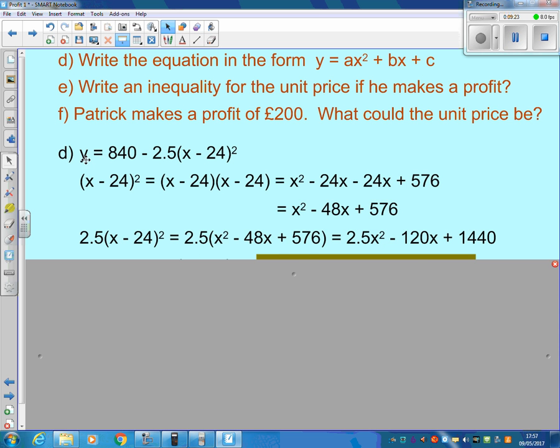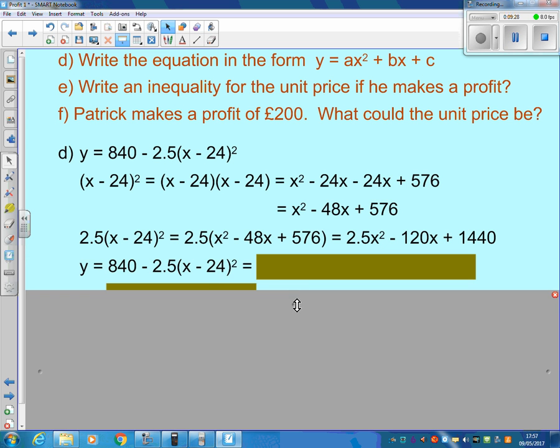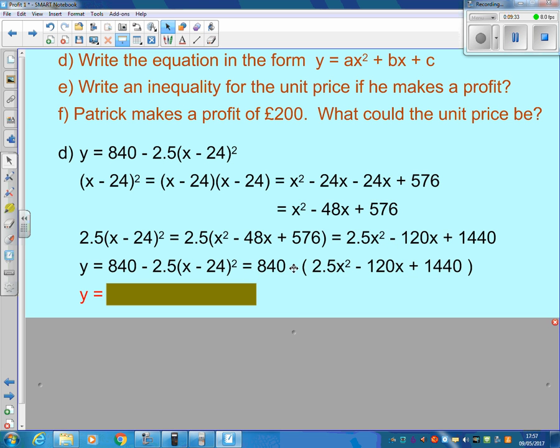Now, the final thing is I want y is 840 minus this. So I want 840 minus all of that. Let's see it. You get minus 2.5x squared. You get minus times minus, which makes plus 120x. And 840 take away 1,440 gives you minus 600. So putting it in the form ax squared plus bx plus c, I want y is minus 2.5x squared plus 120x minus 600. Now I can use this well for the next two questions.